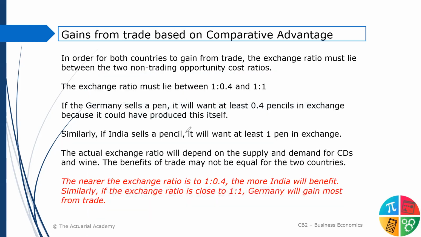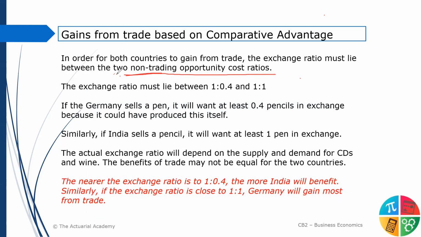Gains from trade based on comparative advantage. So now, looking at this, in order for both countries to gain from trade, the exchange ratio must lie between the two non-trading opportunity cost ratios. Again, you can pause it.